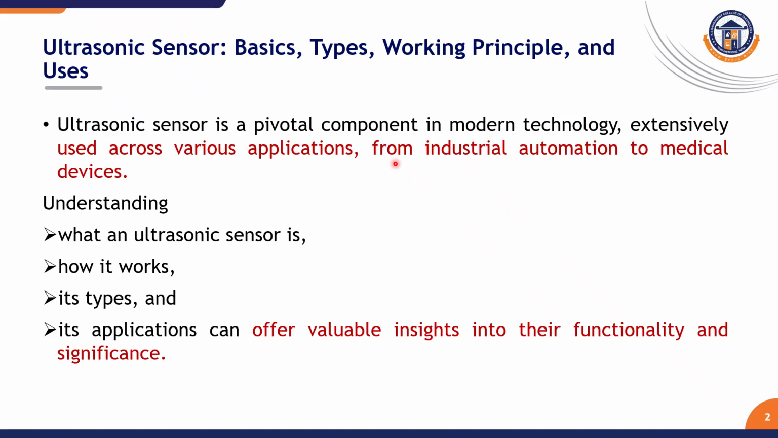So basically, the ultrasonic sensor, its basics, types, working principle and its use cases will be seen. Ultrasonic sensor is a pivotal component in modern technology, extensively used across various applications from industrial automation to medical devices. So a basic understanding of what an ultrasonic sensor is, how it works, its types and its applications will provide valuable insights into their functionality and significance.